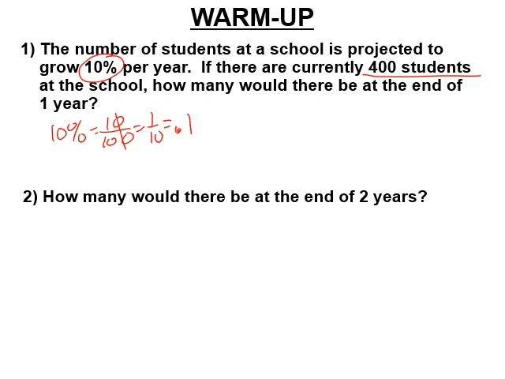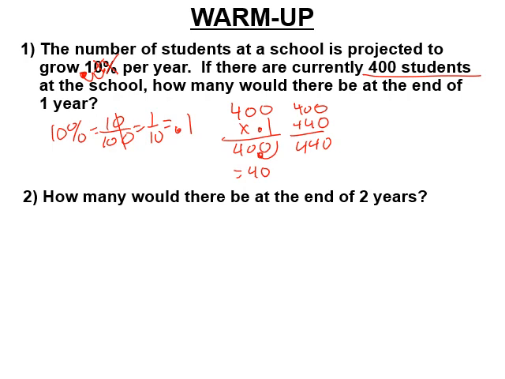There's a nifty shortcut to turn a percent into a decimal. It's called move the decimal twice. You get rid of the percent sign, and that always works. 10%, you move the decimal twice to the left, and you make the percent into a decimal. Once you remember that, 10% of 400, we're going to move the decimal once, is 40. So there would be 40 more students than there were last year, or 440 students.